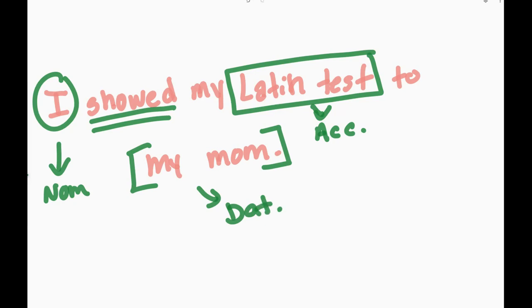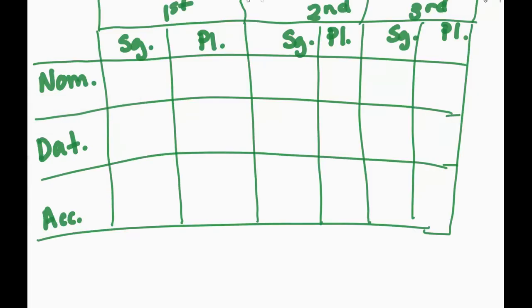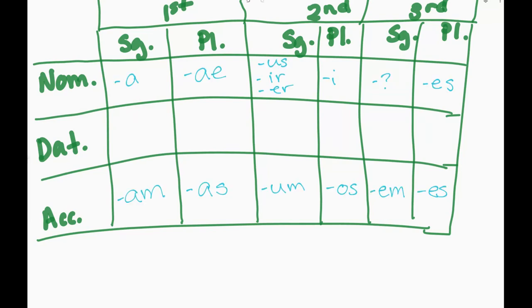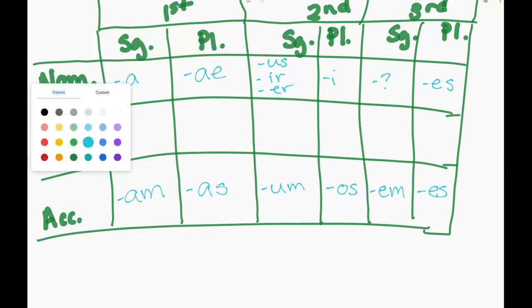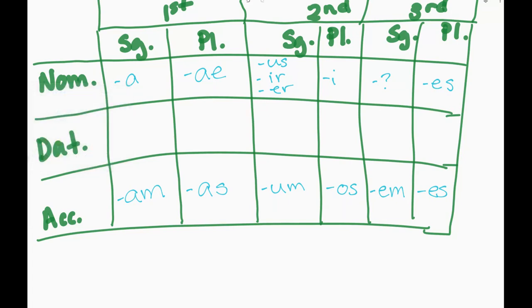Now, let's talk about what datives look like in Latin. This chart is very similar to what we've seen before because we already know our nominative and accusative. So let's quickly fill this out. Let's look at our brand new forms. The dative form in the singular is AE, then IS, O, IS, IBUS.